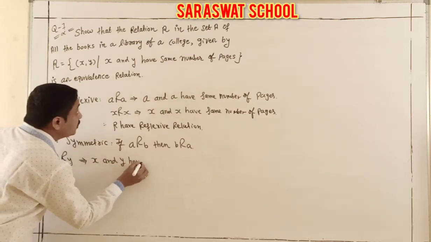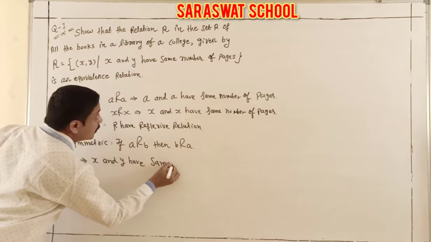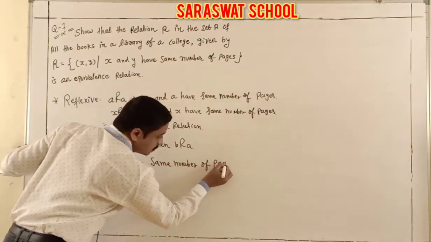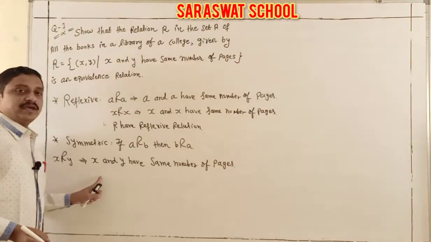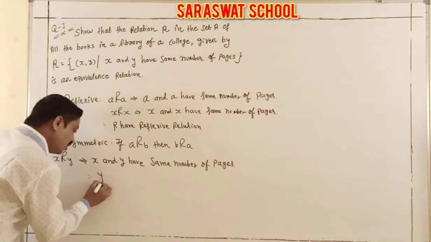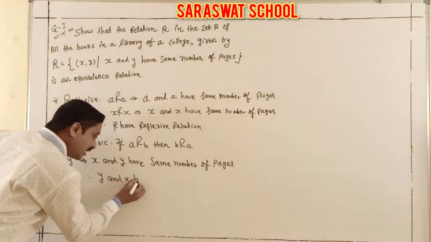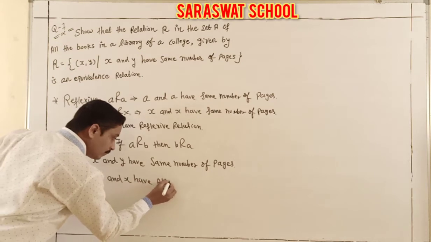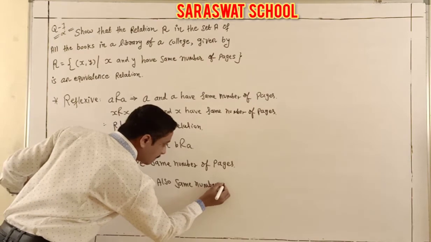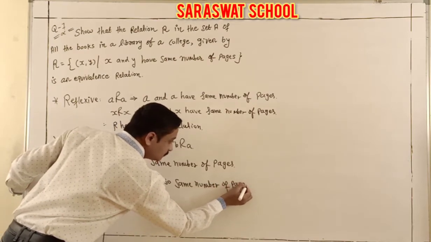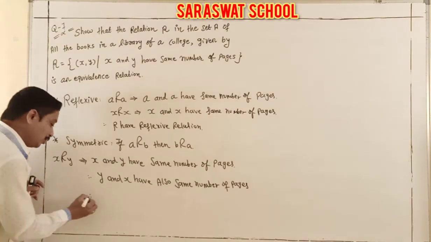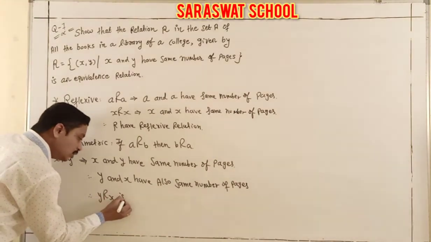have both the same number of pages. And second, if X and Y have the same number of pages, therefore I write down Y and X also have the same number of pages. It means the X to Y relation is given true. So Y to X is also true.